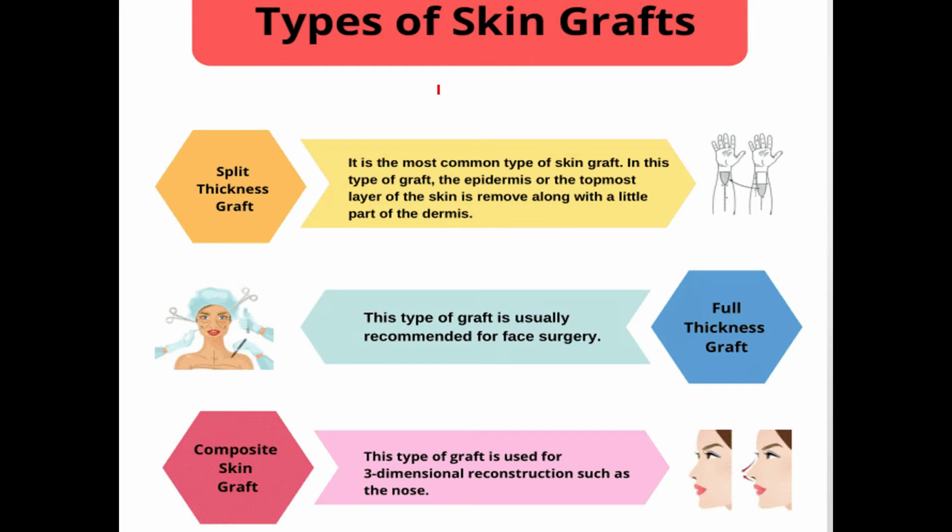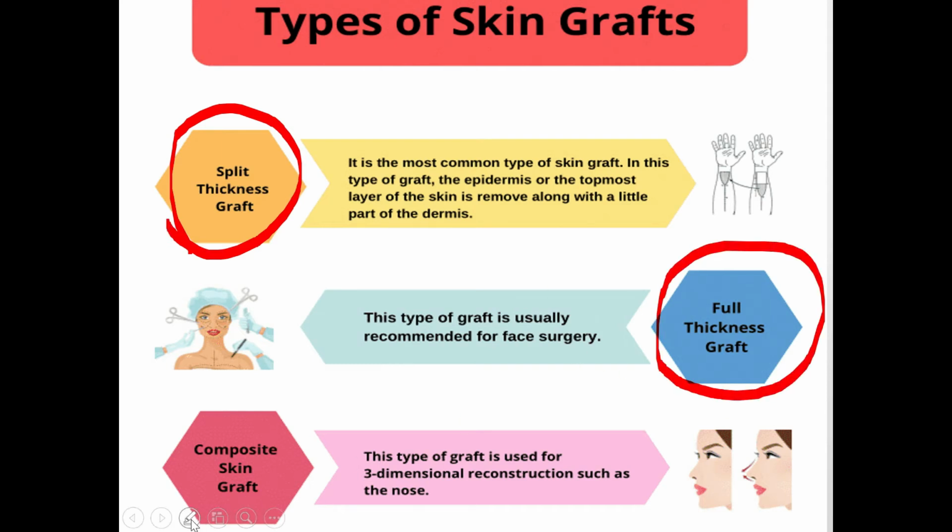Then we can see types of skin grafts. There are three types of skin grafts. First one is the split thickness graft. Next one is the full thickness graft. And third one is the composite skin graft. What is split thickness graft? It is the most common type of skin graft. In this type of graft, the epidermis or the topmost layer of the skin is removed along with a little part of the dermis.